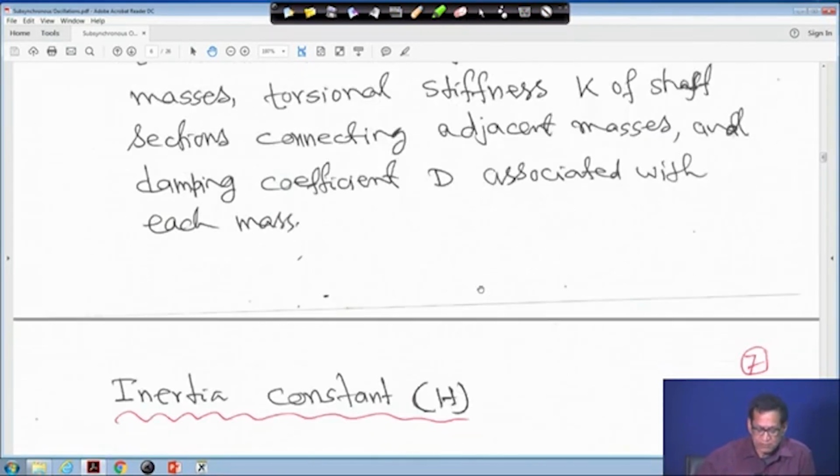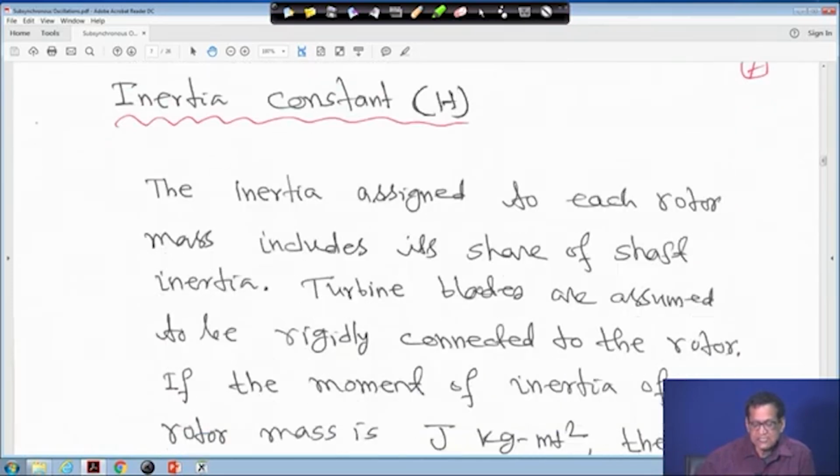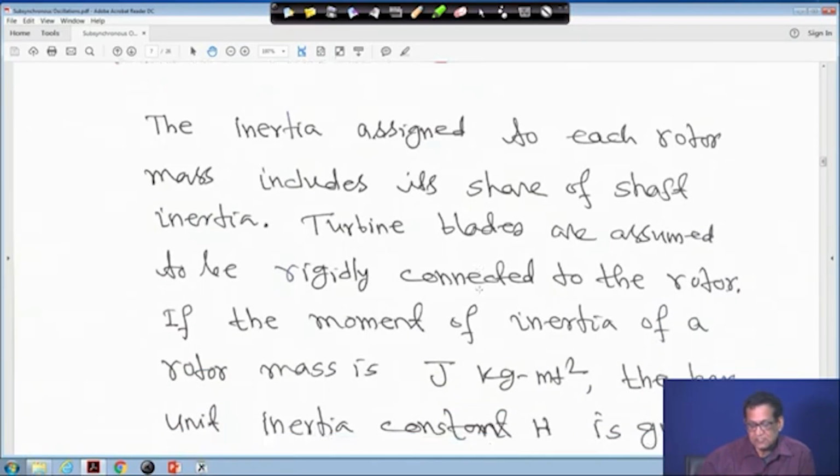If it is so, then the inertia constant H. Earlier we have seen the inertia constant H for synchronous machine modeling. When we developed it, we saw that the inertia assigned to each rotor mass includes its share of shaft inertia.